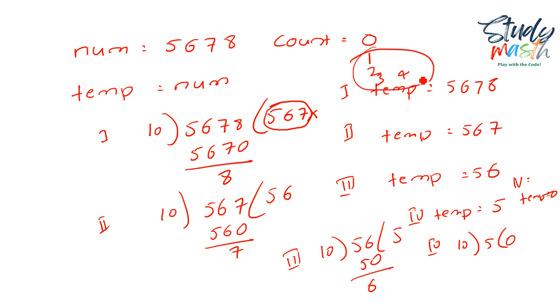So the count value is going to go up to 4. Now, what will be my pseudocode? So I'm going to have a num 5, 6, 7, 8. You can take the input from the scanner or you can directly hard-code it. So that's not the issue. We are focusing more on the logic here.